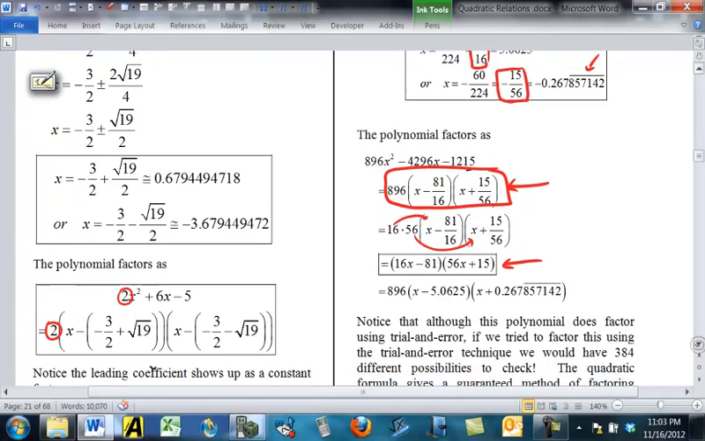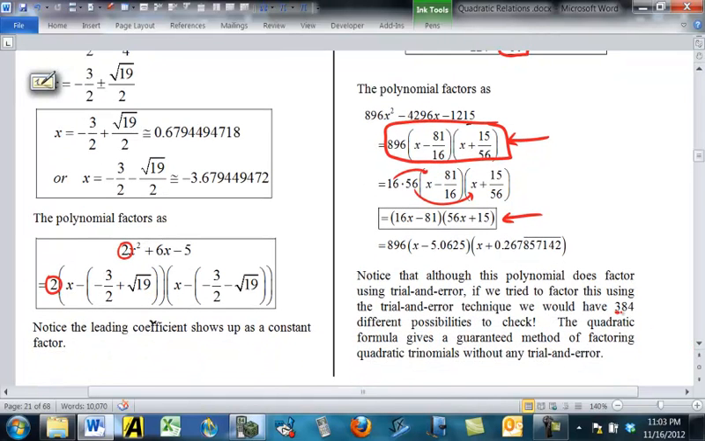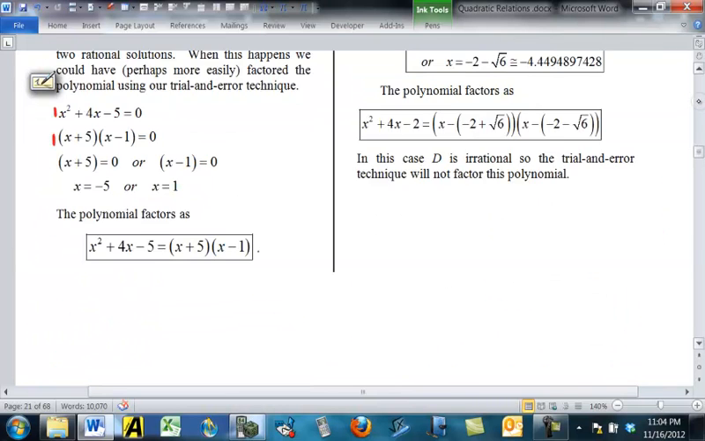However, there are 384 possibilities for that trial and error that you would have to check. If you're a particularly bad guesser, you could have to try 384 things before you finally came across the correct answer. Of course, if you're a good guesser, you might come across it more easily. So this illustrates that even though you could have done this with the trial and error method, it's much easier to do this one with the quadratic formula.